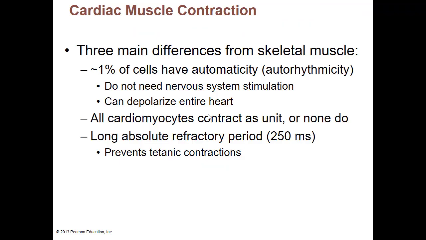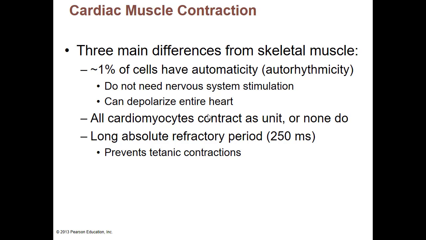Now, cardiac muscle contraction, we're going to get into contracting just like skeletal muscle. Some differences from skeletal muscle. We're going to look at differences and similarities and how they contract. About 1% of the cells in your heart have something known as autorhythmicity. I think it's a horrible word. Or automaticity. Either way, they can control automatically without any neurological stimulus telling it to contract.